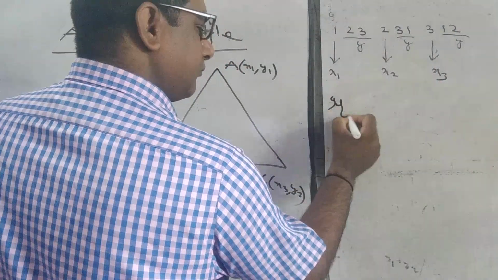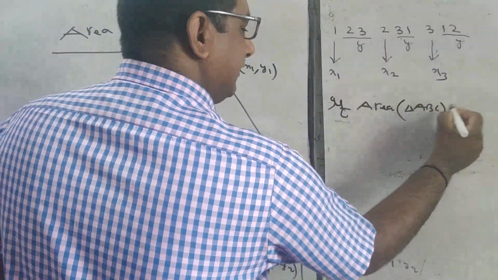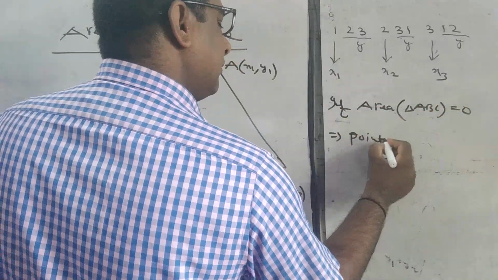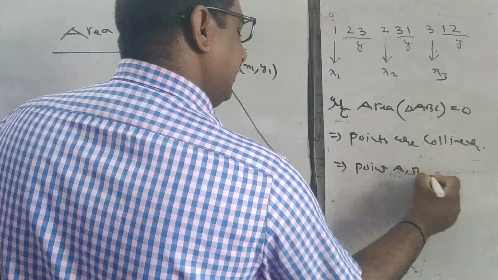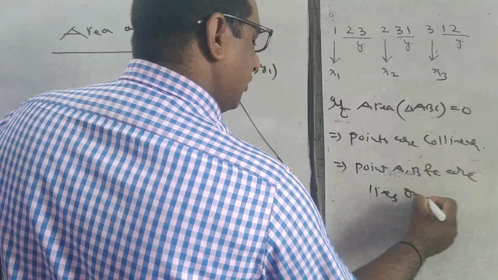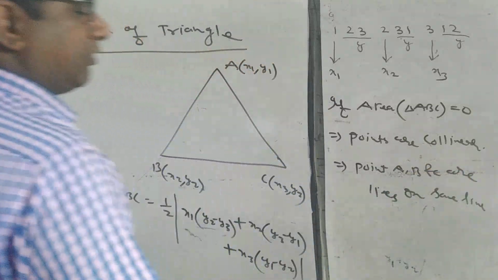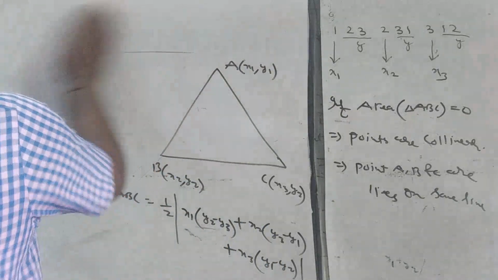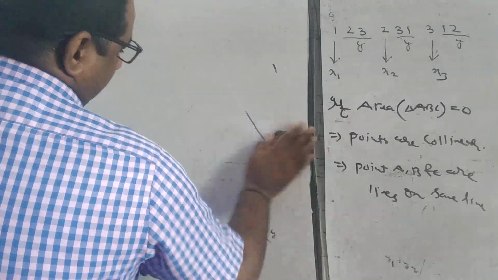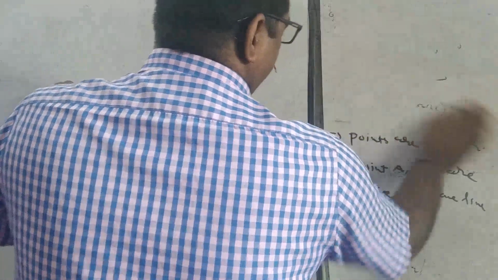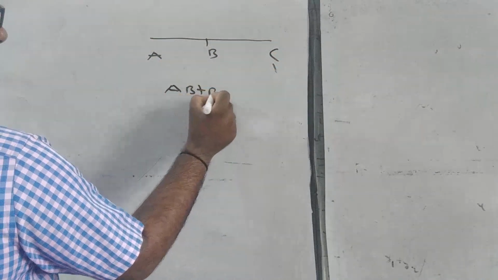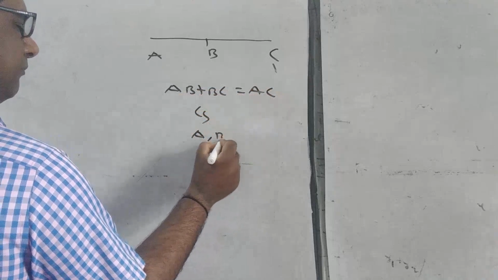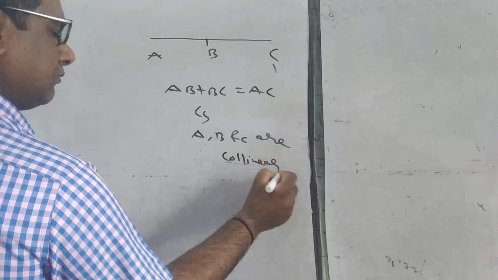And if the area of triangle ABC is equal to 0, the points are collinear. Means points A, B and C lie on the same line. The condition for collinearity we can also prove on the basis of distance formula. Also, there are two ways to prove collinearity. One, you equate the area of triangle ABC to 0, and you can go for this also. Suppose there are 3 points on a line A, B, C, so the length of AB plus BC must be equal to AC. In this way, A, B and C are collinear.